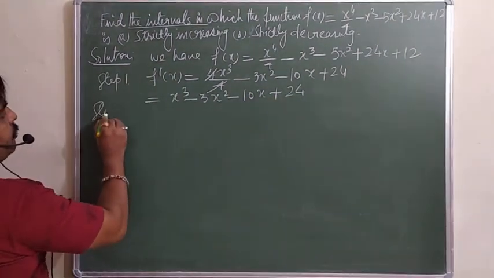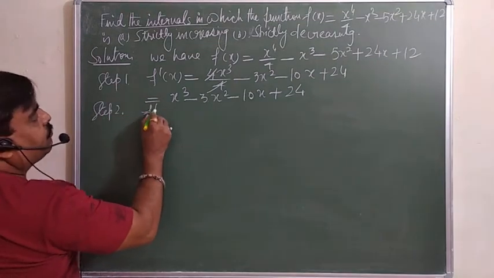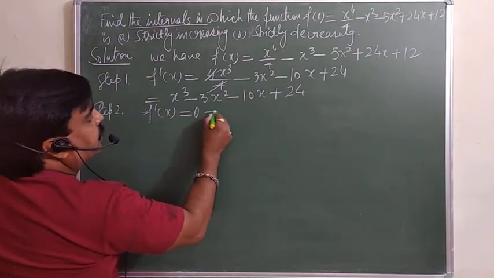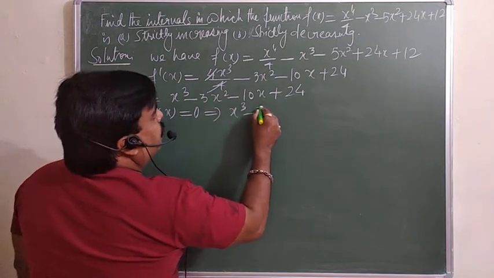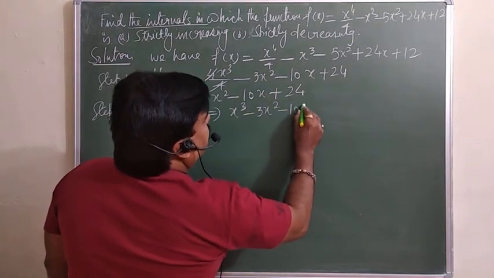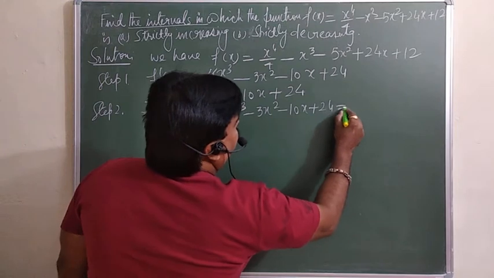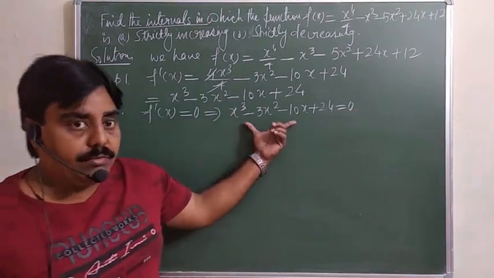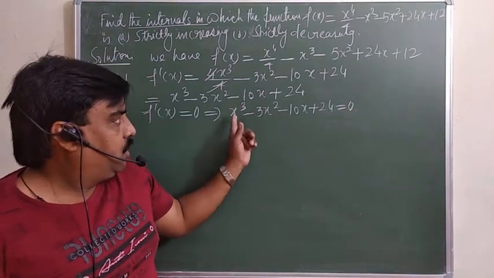Now step 2, what will we do? We are supposed to make f dash x equal to 0. That is, x cube minus 3x square minus 10x plus 24 is equal to 0. And you must factor this one because it is a degree 3 equation.